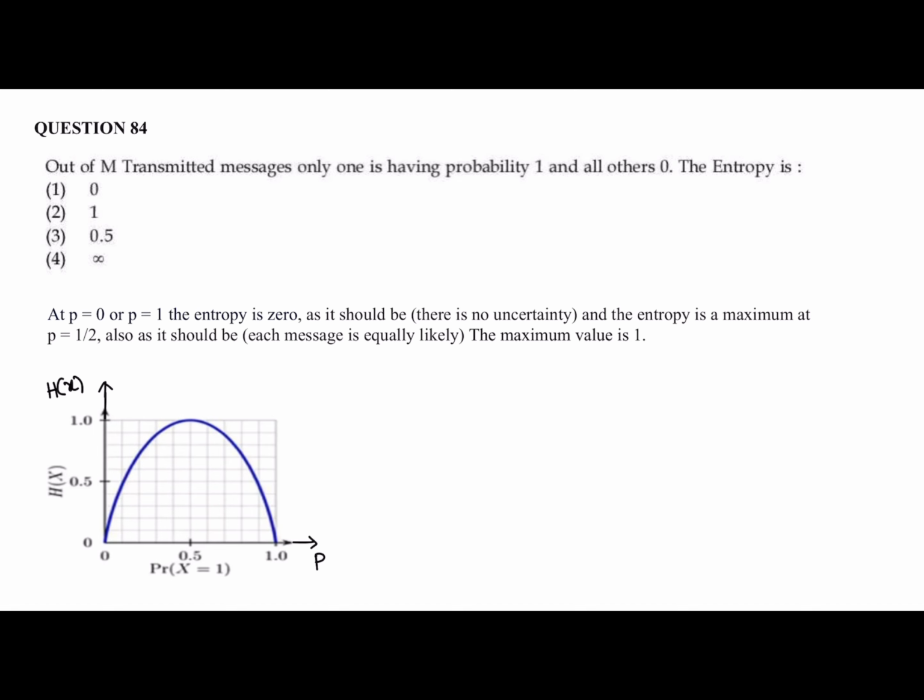Next question. Out of m transmitted messages, only one is having probability 1 and all others 0. The entropy is. At probability p is equal to 0 and probability p is equal to 1, the entropy is 0, whereas the entropy is maximum when the probability is 0.5. Therefore correct option is 1, that is 0. At probability 1, the entropy is 0.